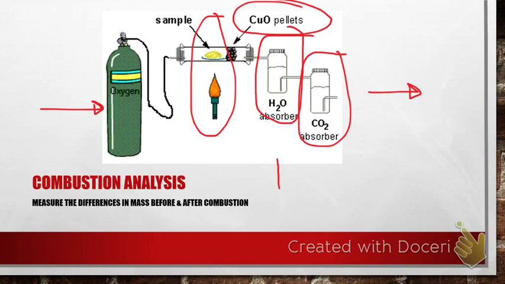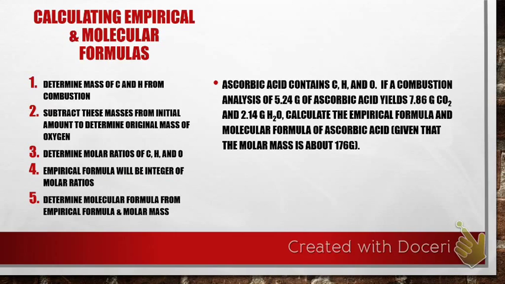So if you know the mass of the water absorber before and you know it afterwards, you subtract it out, you can figure out how much hydrogen was produced. And likewise, if you know the mass of the carbon dioxide absorber before and then afterwards, you can figure out how much carbon there was in the original sample. So let's just do an actual experiment here. We're going to calculate the empirical and molecular formula.